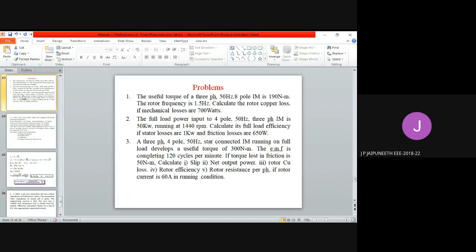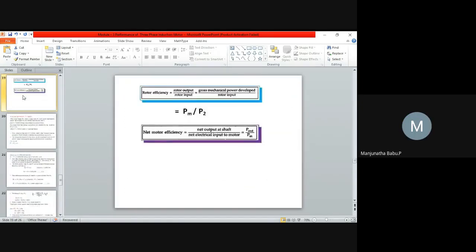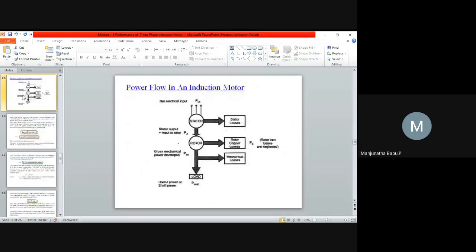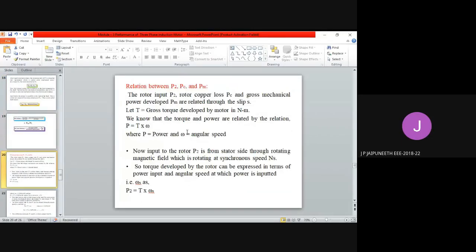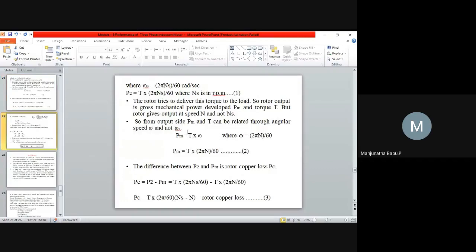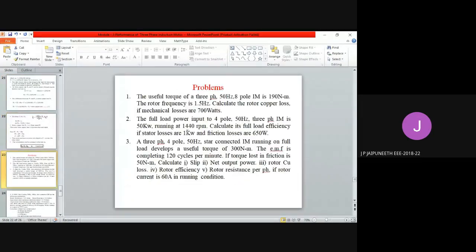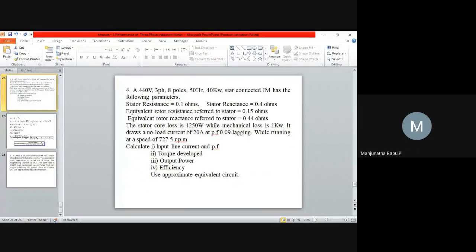As per the diagram, P2 is the rotor input, that is the stator output. Sir, why don't we consider the angle for I2'? We don't require the angle, so power factor will not come into consideration here. We will only consider the magnitude value.